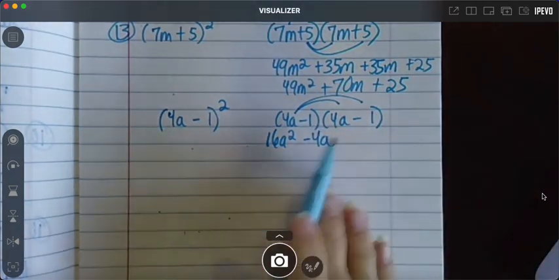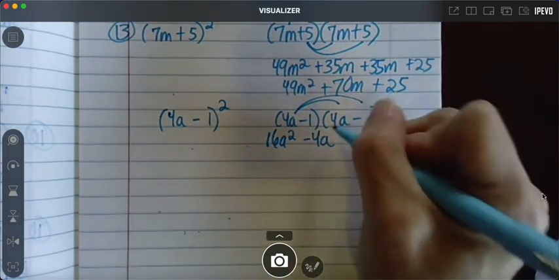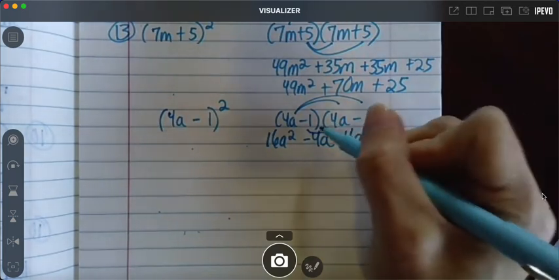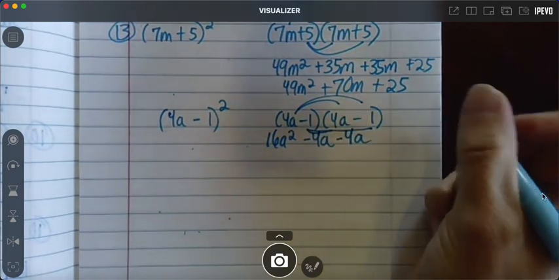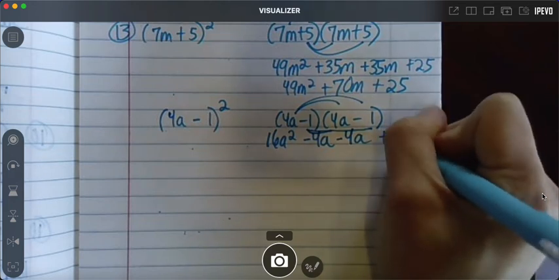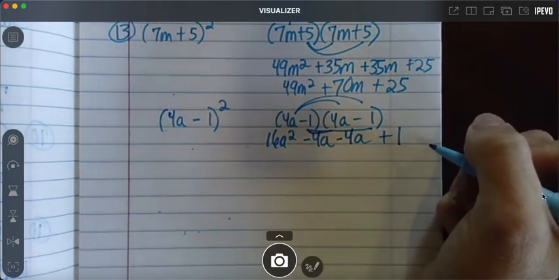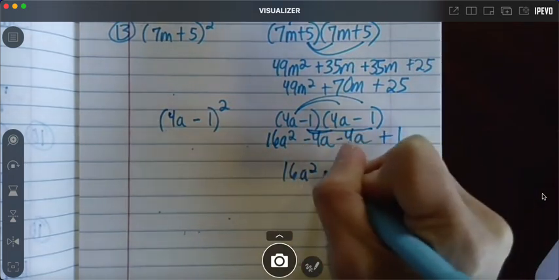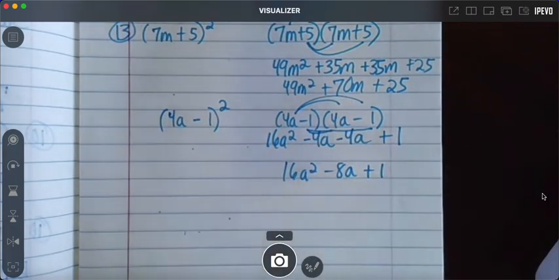Only because it's the same thing, right? Times itself. What's negative 1 times 4a? Negative 4a. And then what's negative 1 times negative 1? Positive 1. And then we combine like terms. So that would be a negative 8a there in the middle. Okay, are we better with those? Yes, we're good. Okay, let's keep going.